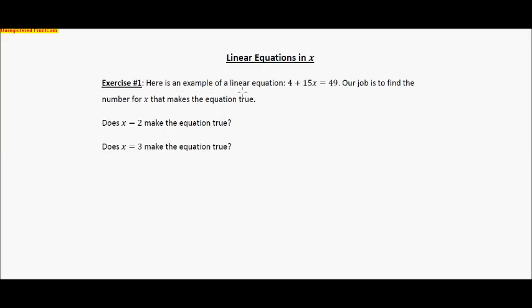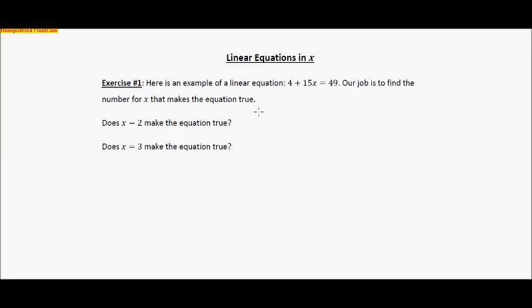It says here's an example of a linear equation, and from yesterday we know it's a linear equation because the x has an exponent of 1 on it. If it had an exponent other than 1, it would not be a linear equation. It would be some other type of equation. So our job is to find the number for x that makes the equation true.